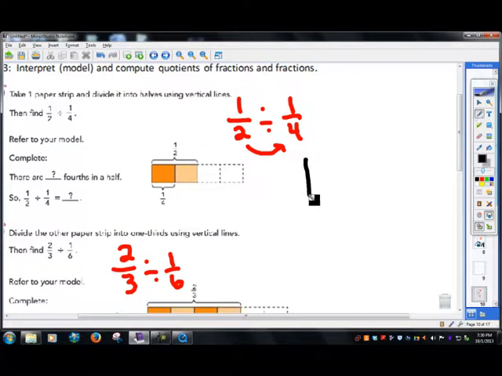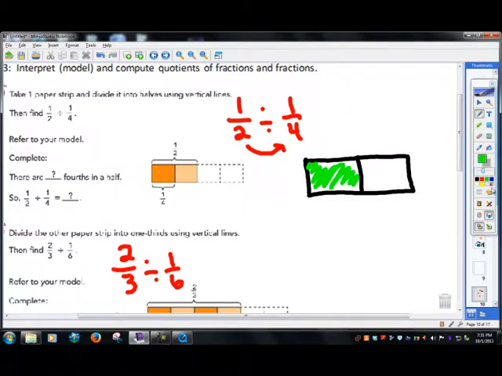So what we're going to do is start with our strip. Now we're going to model our dividend. Well, we have 1/2 of, I guess you could think of it as cake or something like that if you wanted to. So we have our 1/2. Sorry. We have our 1/2. That's how much we have left.